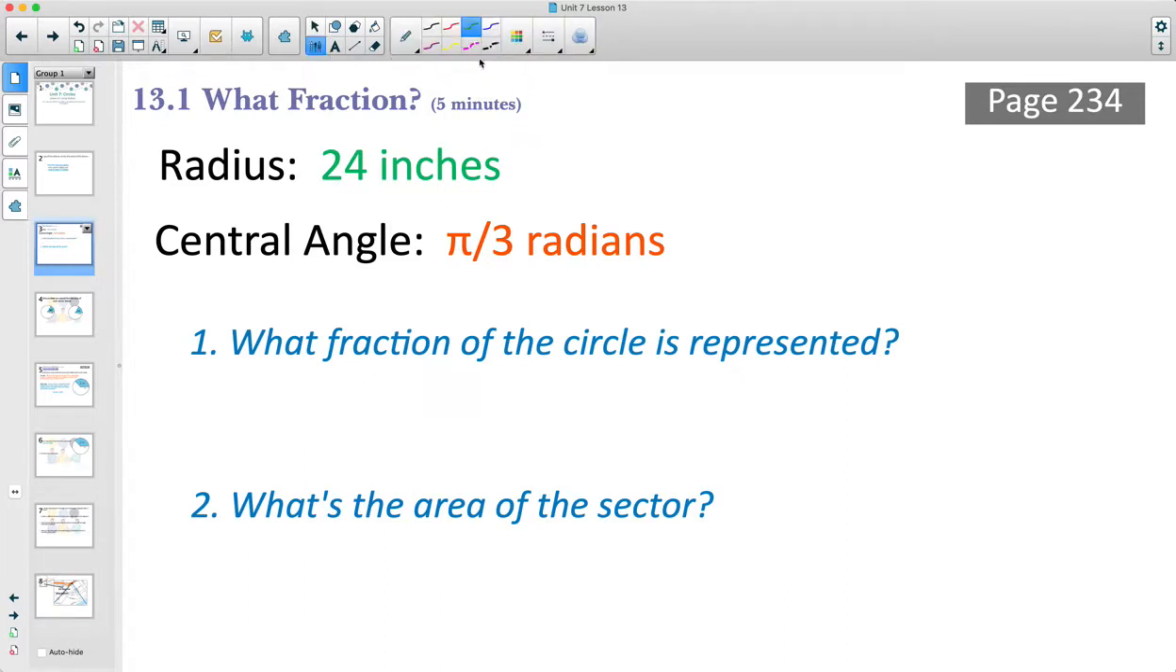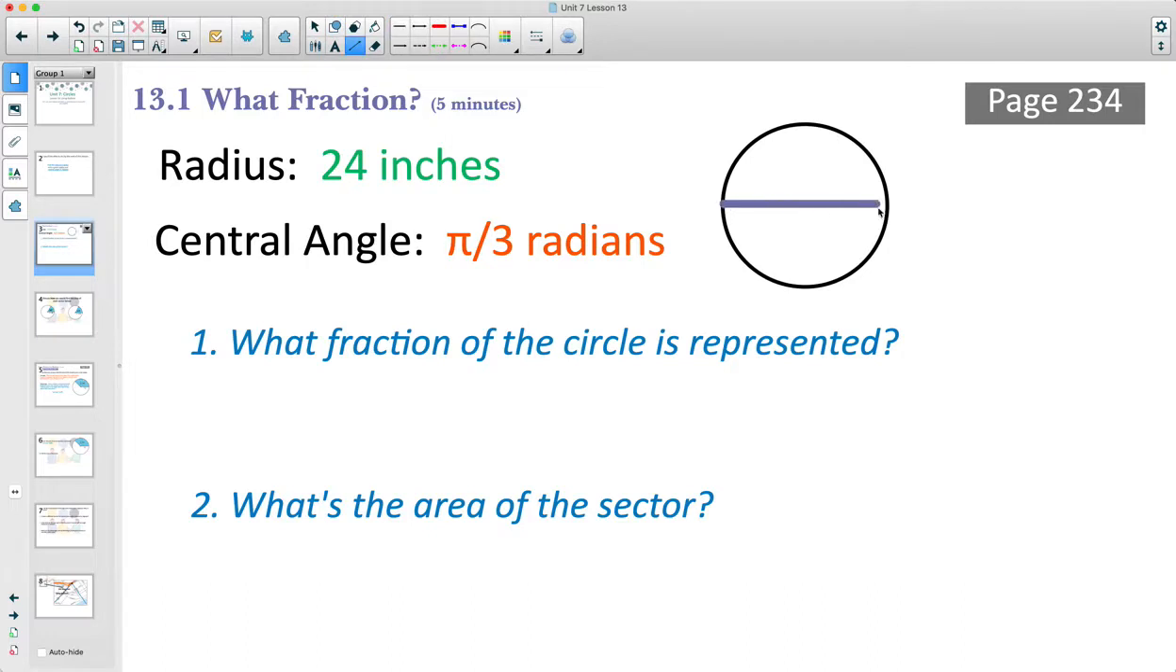So if we've got pi over 3 radians, that means that the top part of the circle is being split into 3 equal parts. So we would have one of those, and that's going to split it into 6 equal parts. So if we're going to split the top into 3 equal parts, that means that this whole circle would be split into 6 equal parts. And we would have 1/6 of the circle.